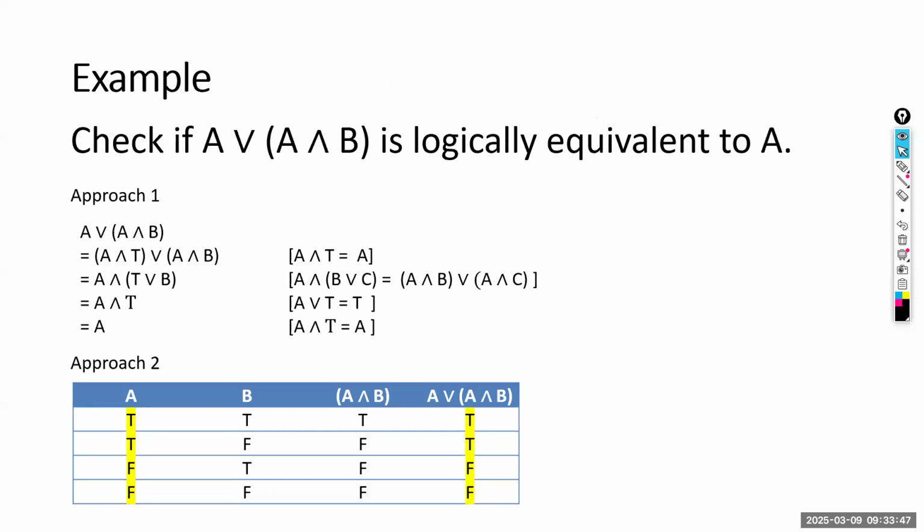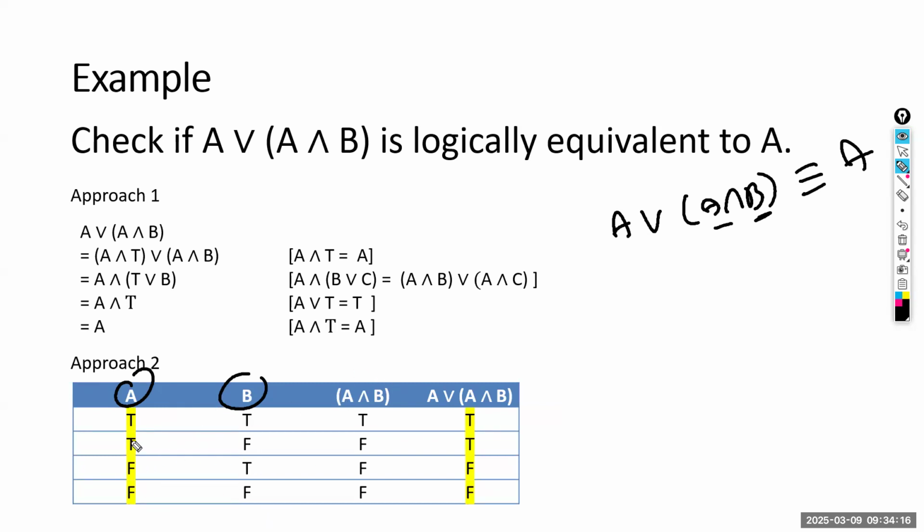Right. So as I told you, one way is to prepare the truth table and see whether you get the same truth values. For example, we can say that A or (A and B) is logically equivalent to A. So this is my A, this is my B, because there are two variables. Write down all the possibilities: true true, true false, false true, false false.